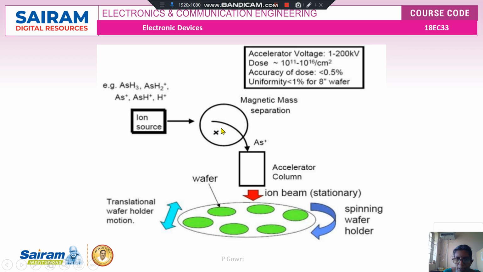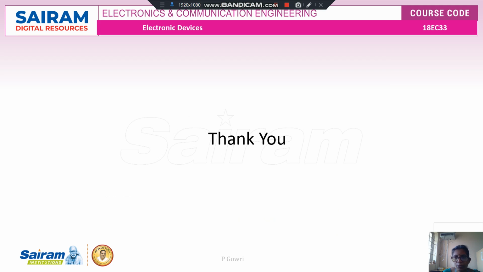This diagram gives a clean picture. The ion source is separated and then accelerated, and it falls on the substrate, which is rotatable, so the process is very precise and controlled. The junction depth as well as the profile concentration can be controlled by means of ion implantation. In the next video we will be discussing the other processes. Thanks.